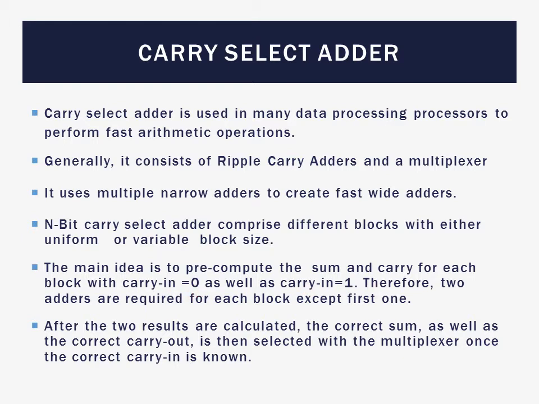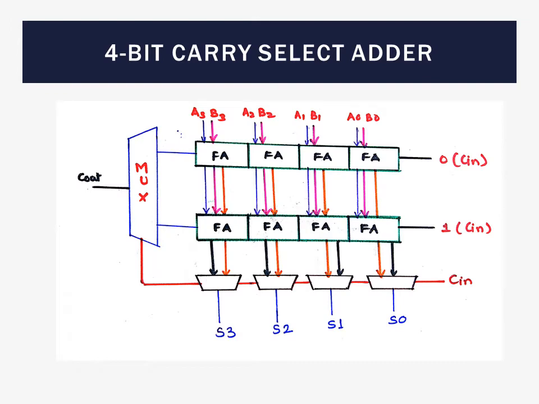So both the calculations are carried out and therefore two adders are required for each block except for the first one, wherein actually it is a ripple carry adder. And after the results are calculated, the correct sum as well as the correct carry out is selected with the help of the multiplexer once the correct carry in is known. That is the principle behind the operation of the carry select adder. Let us understand the 4-bit carry select adder through this example.